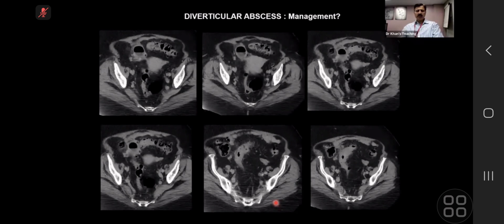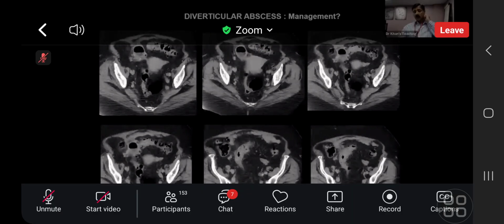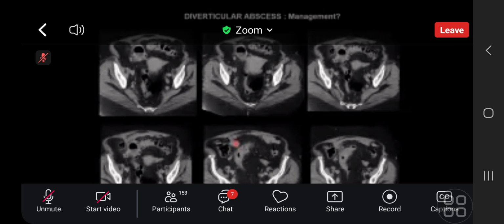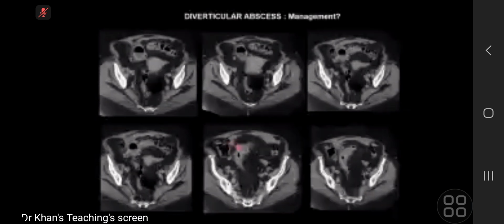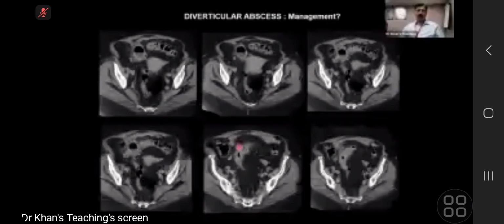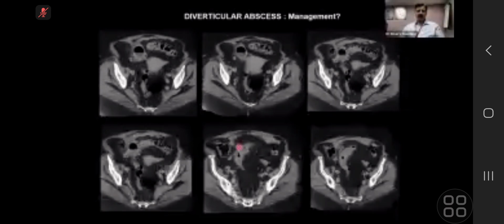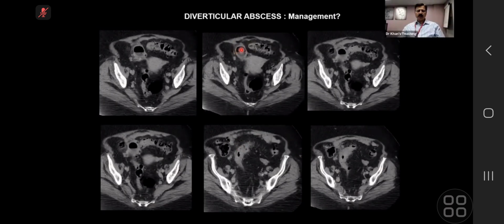Now, this is a case of complicated diverticular disease where you can see these diverticuli. There is an abscess formation here. Candidate, Viva question: how will you manage? We have selected axial slices of the pelvis, deep pelvis. I have given you the finding. There is abscess, and this is complicated diverticular disease. My question is, how will you manage? This is a Viva question.